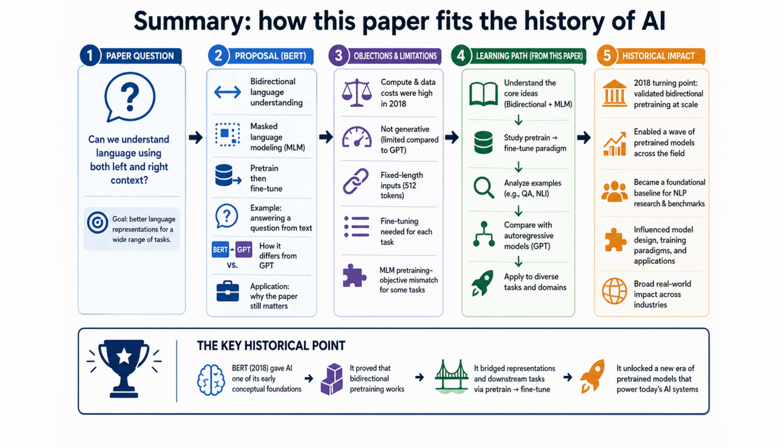In the overall history of AI, Lecture 10 matters because BERT from 2018 gives the field one of its early conceptual foundations. This lecture worked through bidirectional language understanding, masked language modeling, pre-train then fine-tune, example, answering a question from text, how it differs from GPT, application, why this paper mattered in AI history, and summary, why this paper mattered. The key historical point is that this paper changes the direction of the field rather than merely adding one more technical detail. It should be understood as part of a chain in which each paper reshapes the next stage of AI development. From here, the next step in the course is improving language understanding by generative pre-training in 2018, which continues the timeline from this foundation.